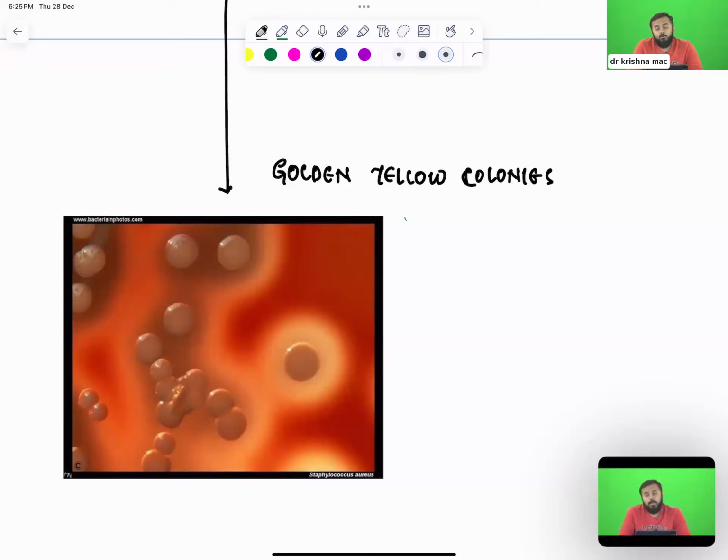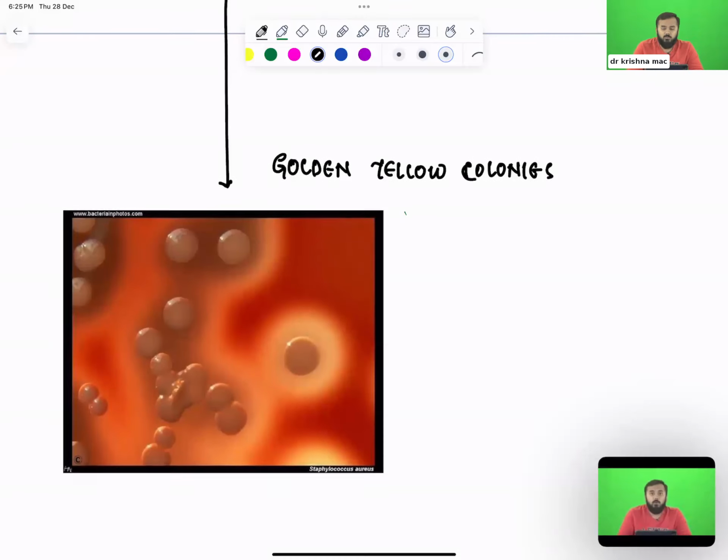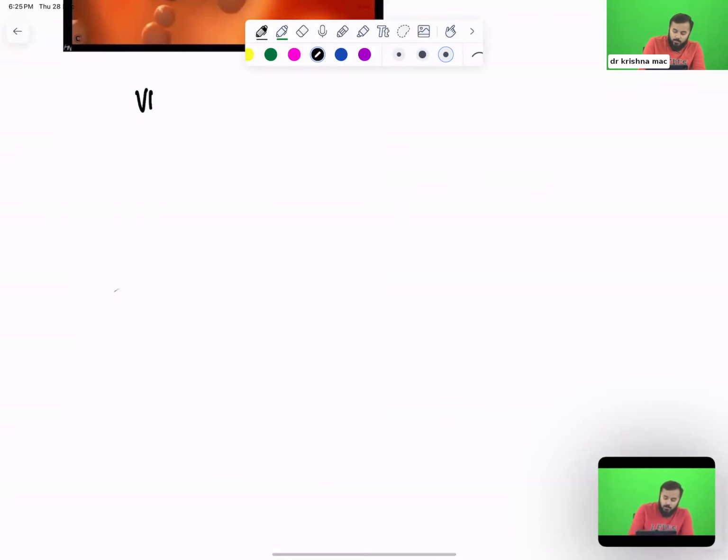Now, what did I tell you? For example, if you're going to war, you cannot go naked to the war, right? You will take weapons and then go to the war. In the same way, when bacteria enter our body, they also bring some weapons. These weapons are called virulence factors.